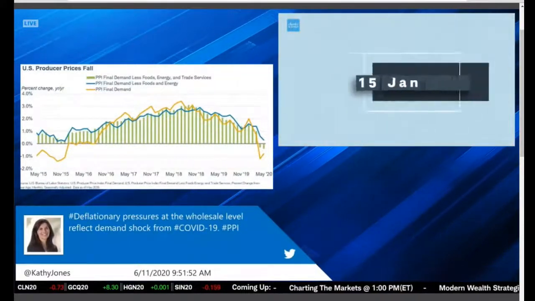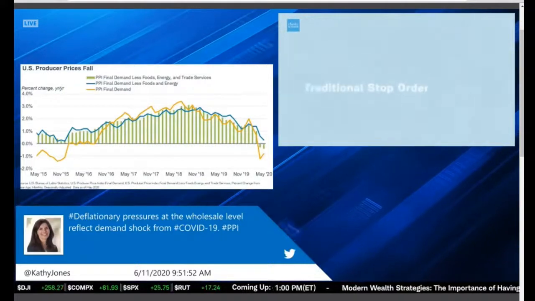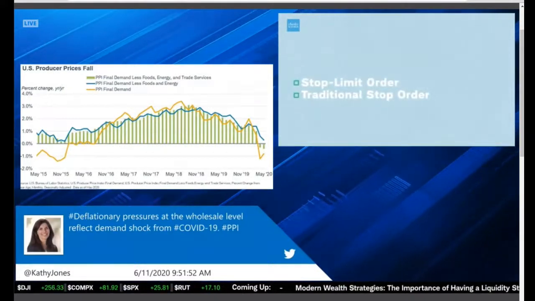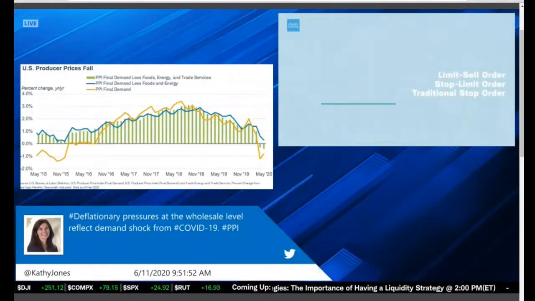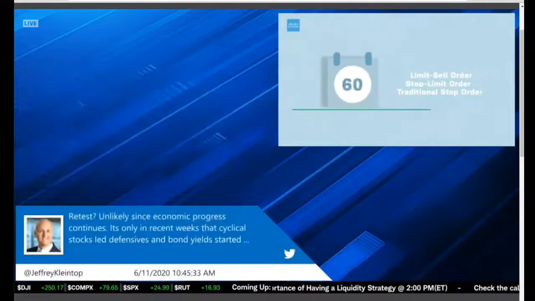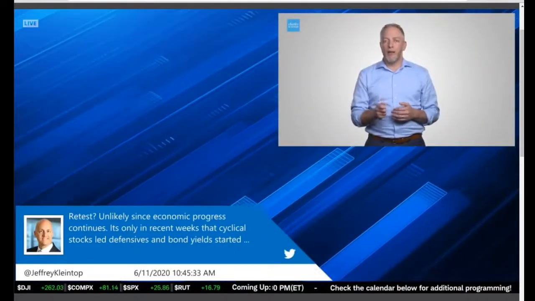Another key benefit to brackets is that they don't expire. A traditional stop limit, or limit sell order set as good till canceled is only good for a maximum of 60 calendar days. But a bracket order remains open until your price is met or you cancel it.